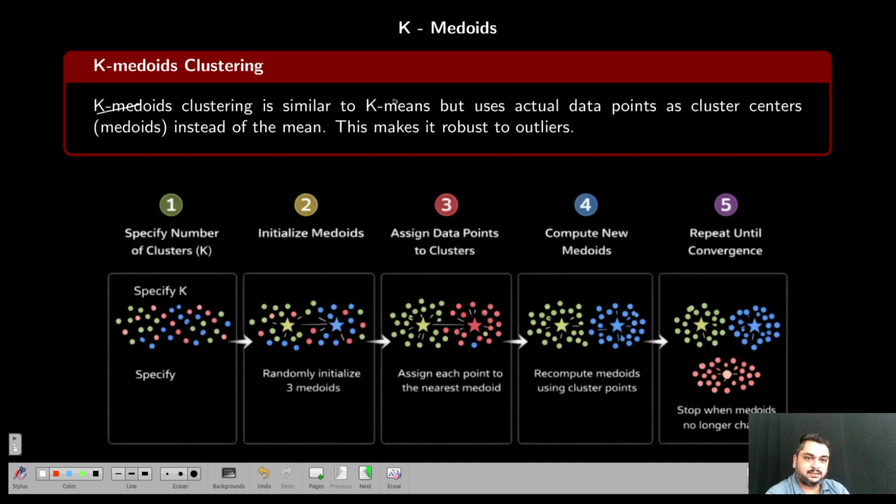K-Medoids is again a clustering algorithm, similar to K-means, but it uses actual data points as cluster centers. That we also call Medoids. Medoids means the actual data points will be taken as a cluster center.